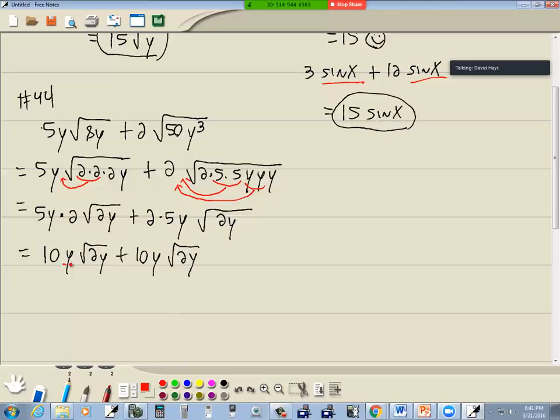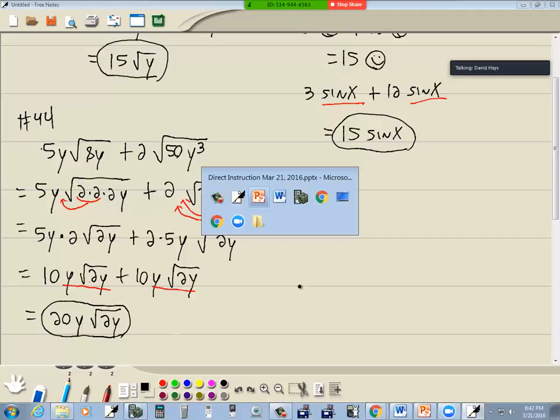Like items, excluding the number in front of them, but the number in front of them is actually the same too, but ignore that fact. These would both be alike because they both have a y square root of 2y, which means we'd add or subtract the numbers that are in front. Well, 10 plus 10 is 20, and then y square root of 2y. And that would be our answer. So again, if you can get them looking exactly alike, except for possibly the numbers in front of them, then you just add or subtract the numbers in front, and then whatever follows just stays the same.